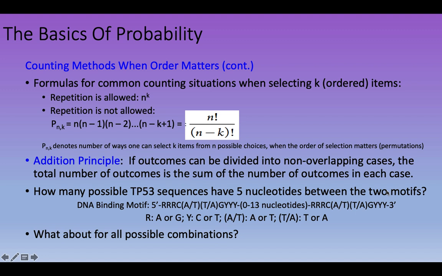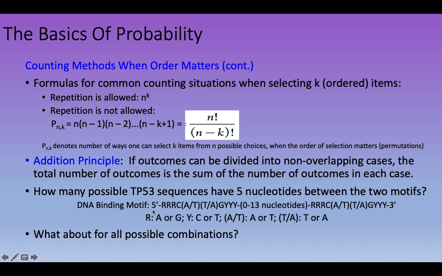So in this case, what we'd have is this R, which could be either A or G. So we have 2 possible outcomes, 2 possible outcomes, 2 possible outcomes, times 1 possible outcome, times this is either AT or TA. So times 2 possible outcomes, times 1 outcome, times 2 outcomes, times 2 outcomes, times 2 outcomes. So if I actually want to think of how many possible TP53 sequences have 5 nucleotides between the 2 motifs, right?